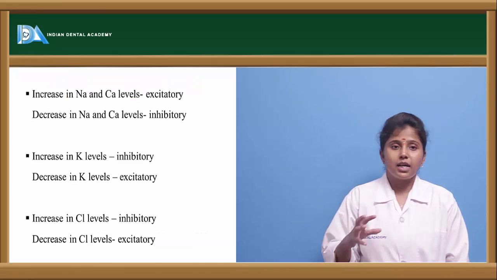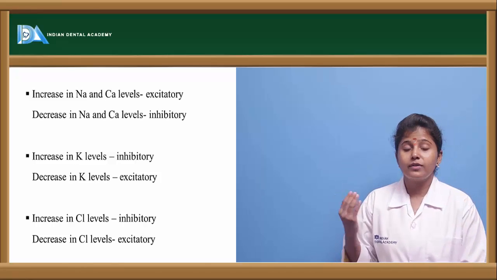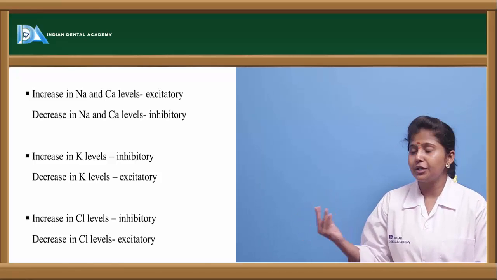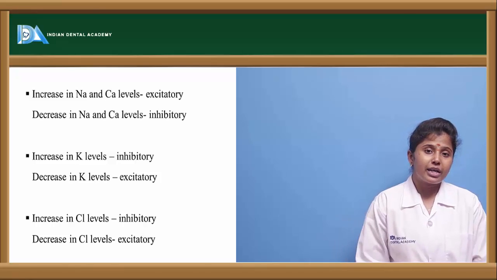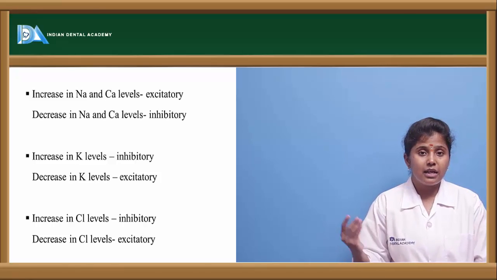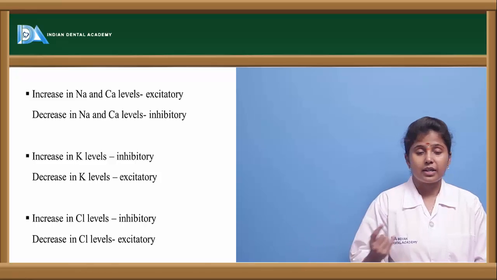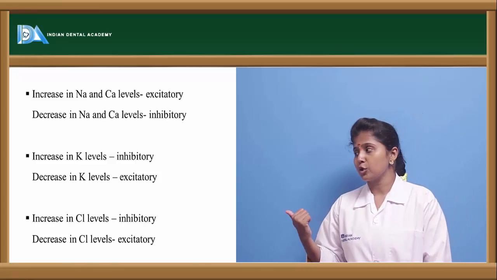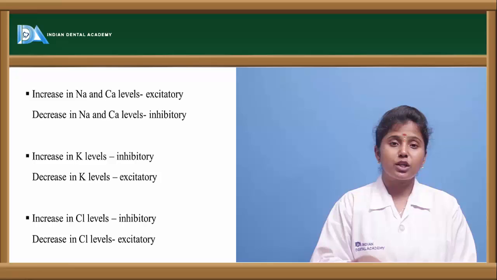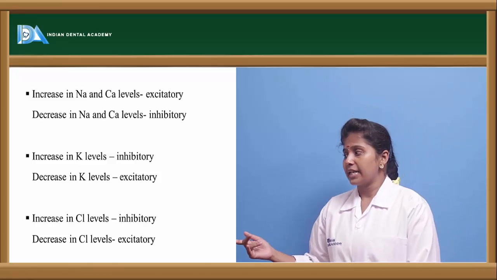And if we see how the ions are affecting, if the sodium and the calcium levels are increased, then it shows an excitatory effect, and if these levels are decreased, then it shows an inhibitory effect. And if potassium levels are increased, it shows an inhibitory effect, and if potassium levels are decreased, it shows an excitatory effect.